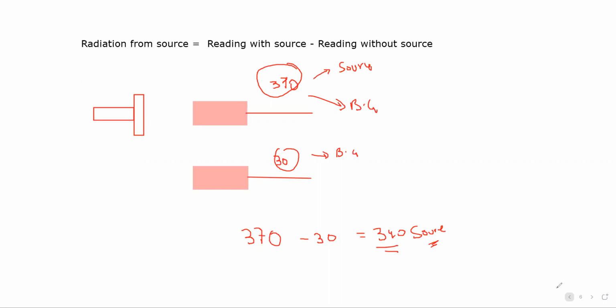A detector such as a GM tube can detect those radiations from the surrounding. We call them background radiation, and the reading which we get from this is known as the background counts.